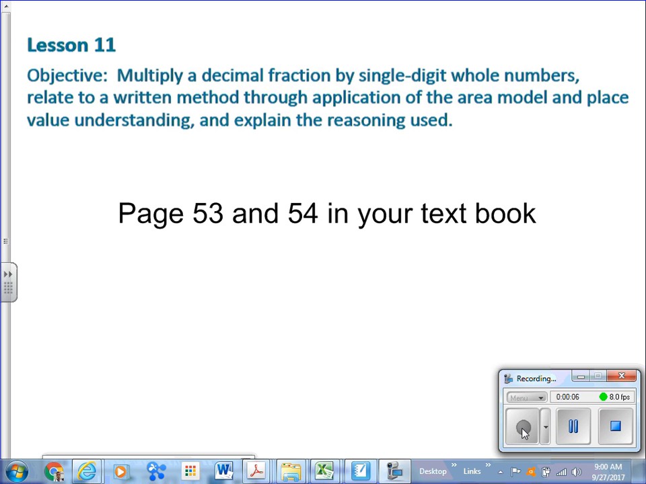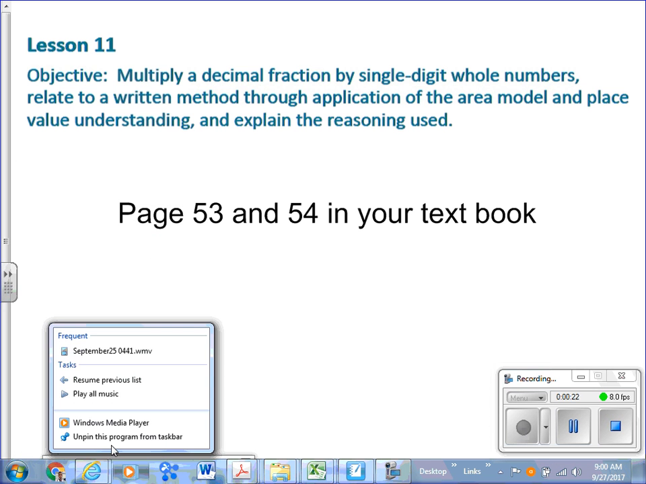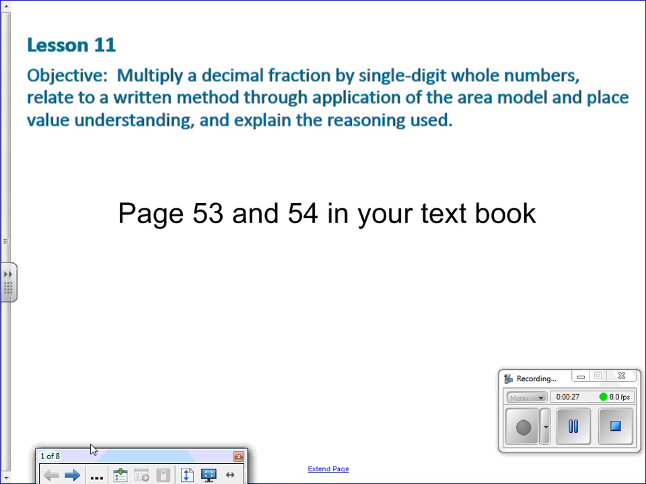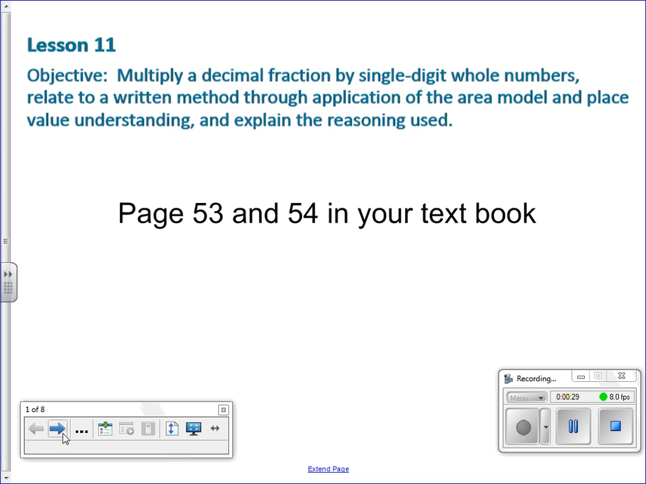The objective today is to multiply a decimal fraction by a single digit whole number. We're going to be doing this on page 53 and 54 in your textbook. Right now, turn to page 53 and 54.